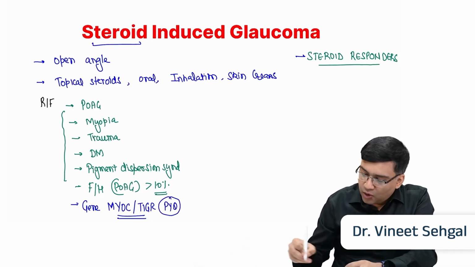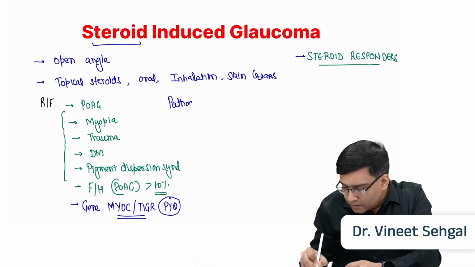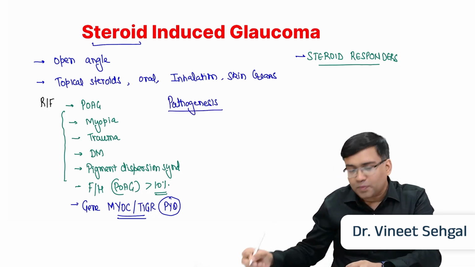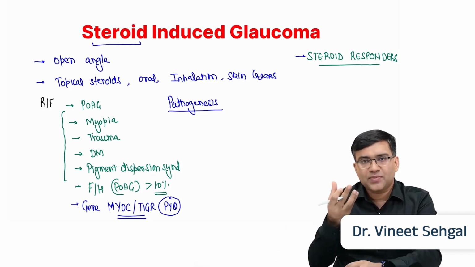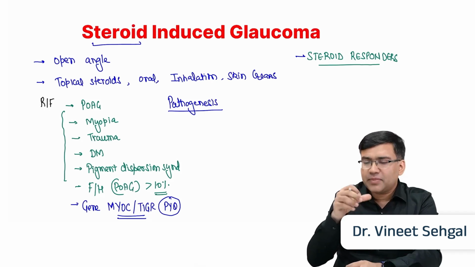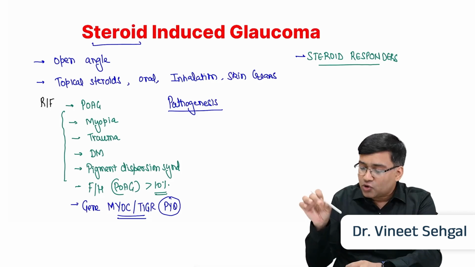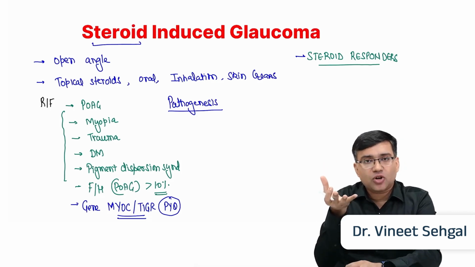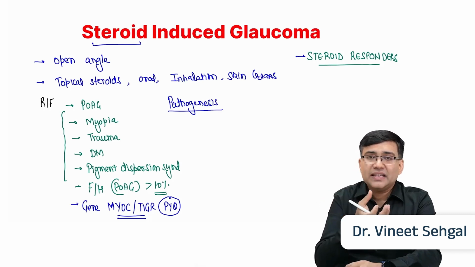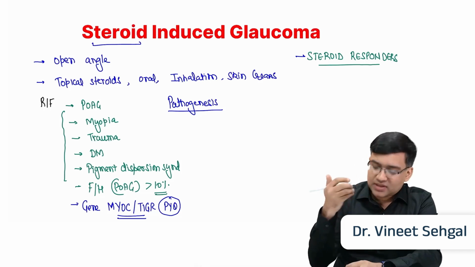Okay, now we come to what is the pathogenesis. So pathogenesis is basically it stabilizes the lysosomal enzymes. Now what is happening because of this stabilization of lysosomal enzymes? The extracellular matrix which is being deposited in the trabecular meshwork is not basically cleaned away, and there is increased resistance to the aqueous outflow.